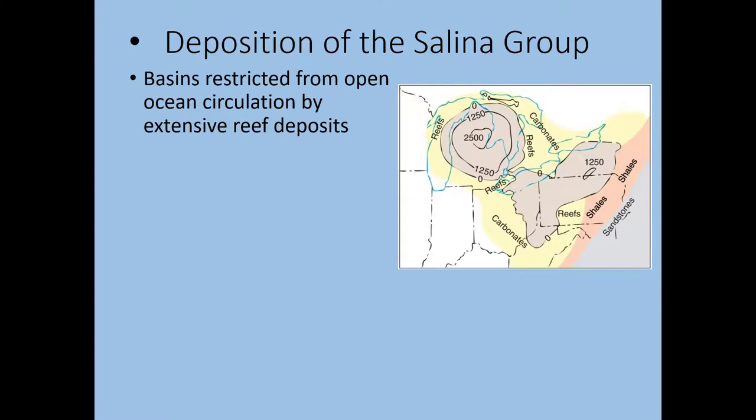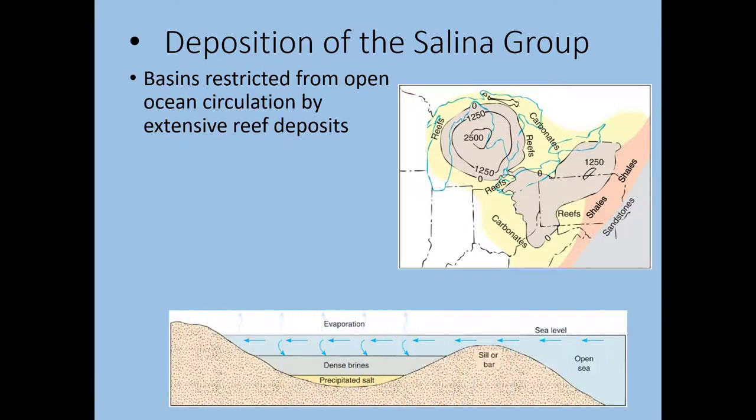So how do these rock layers form? Well, basically you have a basin, an enclosed basin that is restricted from ocean circulation. And in this case, there were extensive reef deposits. So you have sea water that flows in around all these reefs, right?